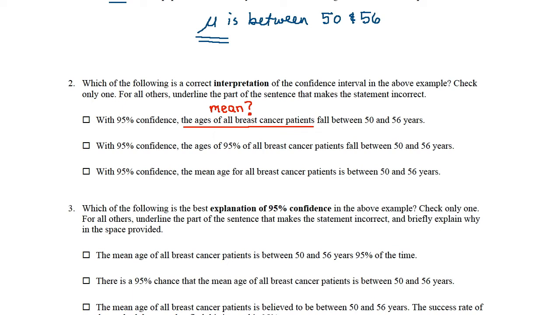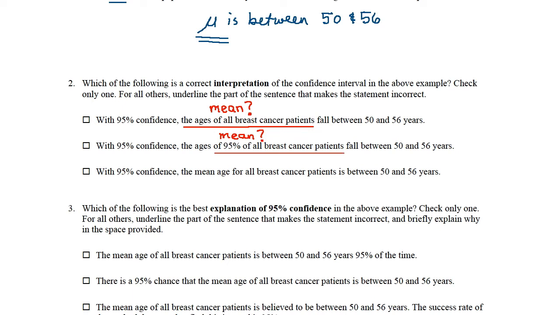Looking at the second one, we see that this states with 95% confidence, the ages of 95% of all breast cancer patients fall between 50 and 56 years. This is similar to the previous statement in that it also lacks the word mean or average. This is not a statement about a mean. This is again a statement about individuals. The only difference is that we're now saying instead of all breast cancer patients, 95% of them, still not a statement about the mean. This is definitely not true.